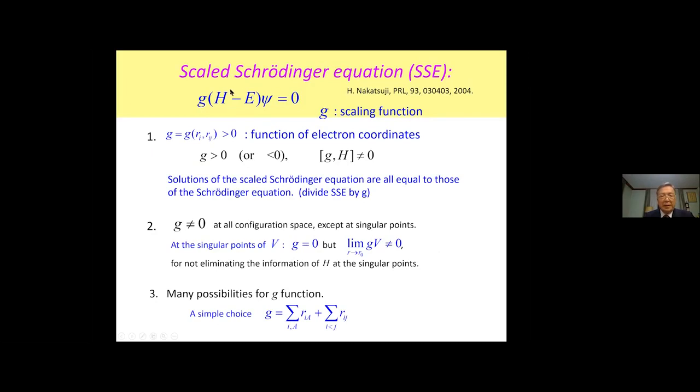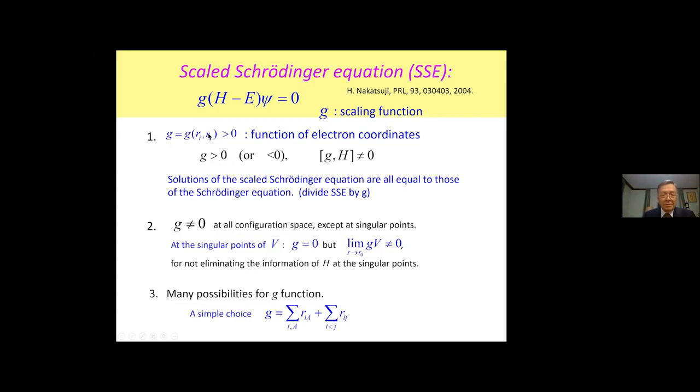I did that by introducing the scaled Schrödinger equation, SSE, in 2004. I put a G function, which I call the scaling operator or scaling function, in front of the Schrödinger equation. And G must be positive, and it does not satisfy this GH principle.